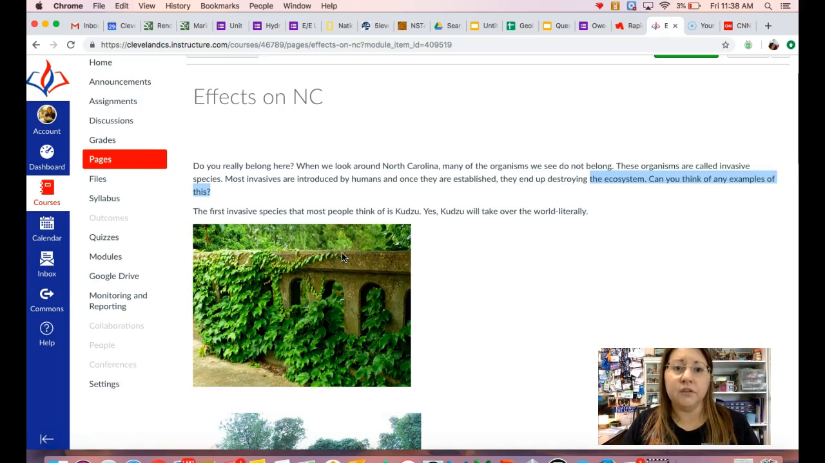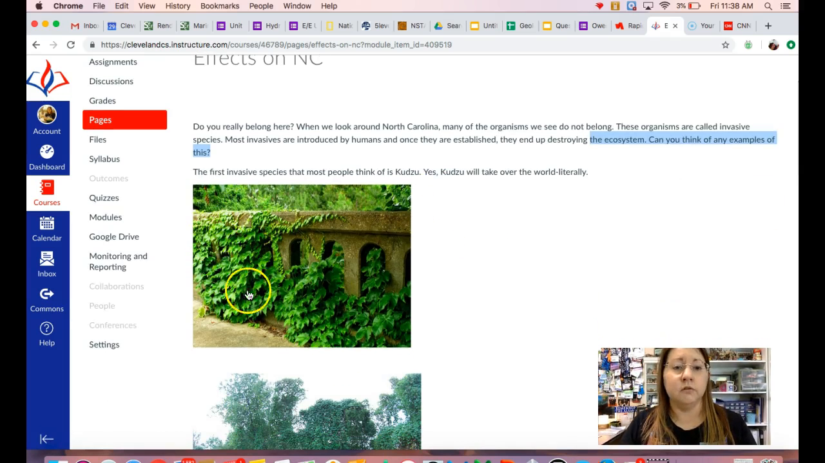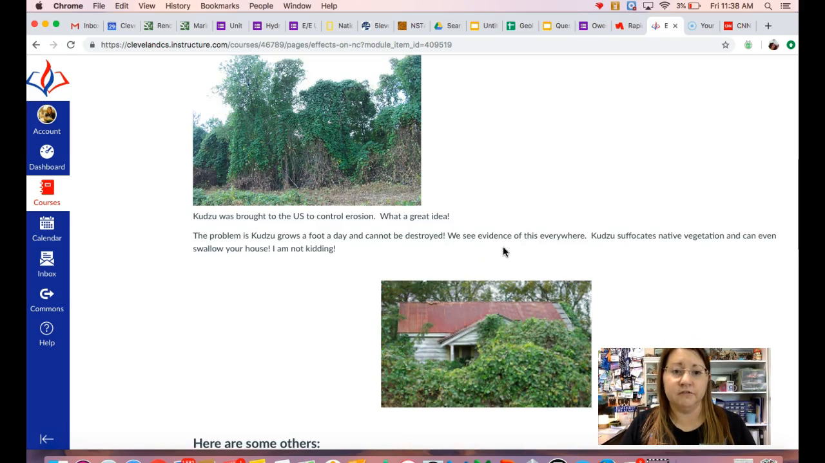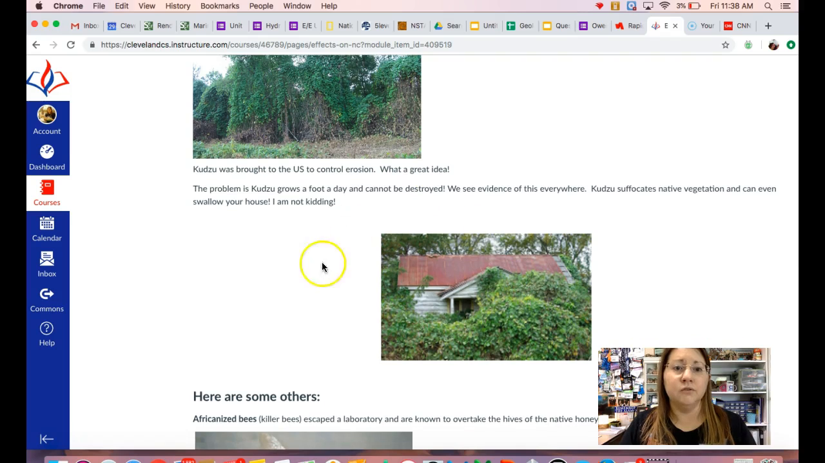So what are some effects on North Carolina? You've probably seen kudzu. There's a lot of kudzu around here. Kudzu is an example of a non-native invasive species. Kudzu was brought into the United States to control erosion and has taken over a lot of different habitats. Kudzu grows a foot a day, and a lot of people are looking at how to use kudzu efficiently and how to use it for different products, even eating kudzu and making kudzu jelly and things like that, because it's found all over.